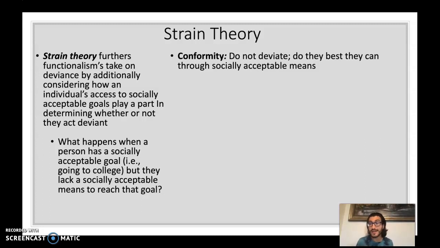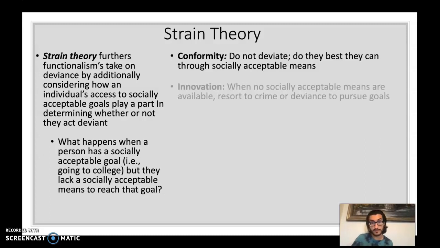Individuals who conform will not deviate, they will not challenge the norms, they will not engage in deviant behavior, they will simply do the best that they can through socially acceptable means. Whether or not they achieve the goal remains undetermined, but they're definitely not going to break any laws. They're just going to do the best that they can and continue to follow society's norms, so they're going to continue to conform.